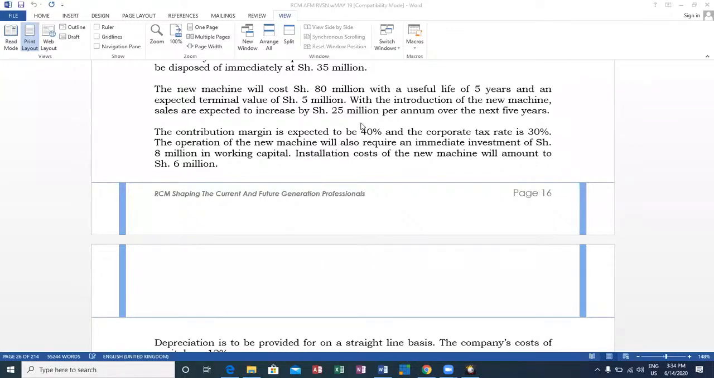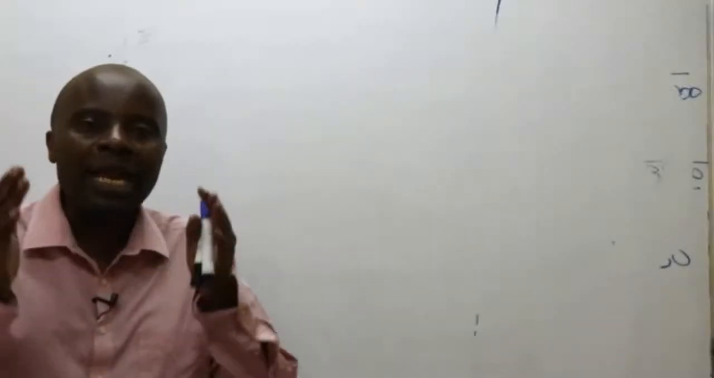If you continue reading this, they have told us the contribution margin is expected to be 40% and the corporate tax rate is 30%. So they have given us the tax rate. And in the normal class, we say, whenever corporation tax rate is given, always compute depreciation.